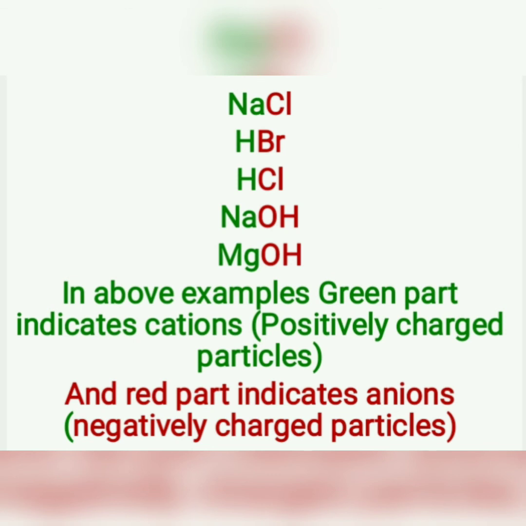In compound formulas, the part of the formula on the left side indicates cations, positively charged particles, and the right side of the formula indicates anions, negatively charged particles. And now on screen I have shared some formulas of compounds, in which green color shows cations, positively charged particles on the left side of the formula, and red color shows anions, negatively charged particles on the right side of the formula in the above compounds.